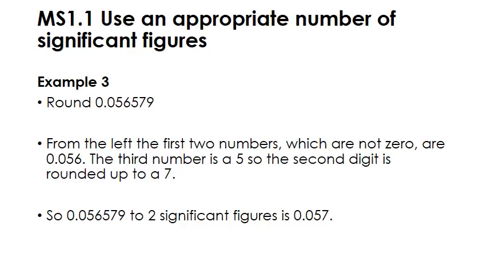Third example: remember we said you don't start counting the significant figures until you get to a non-zero number. So if you're asked to round 0.056579 to 2 significant figures, then you don't start counting until you reach the first non-zero number. So it's 0.0, they don't count as significant figures, and then it's 5 and then 6. Now of course we then need to look at the third significant figure, and that's a 5, which means you round up, so it becomes 0.057.